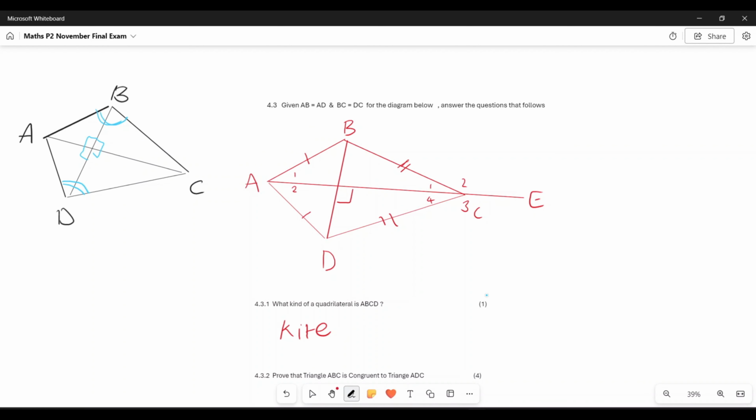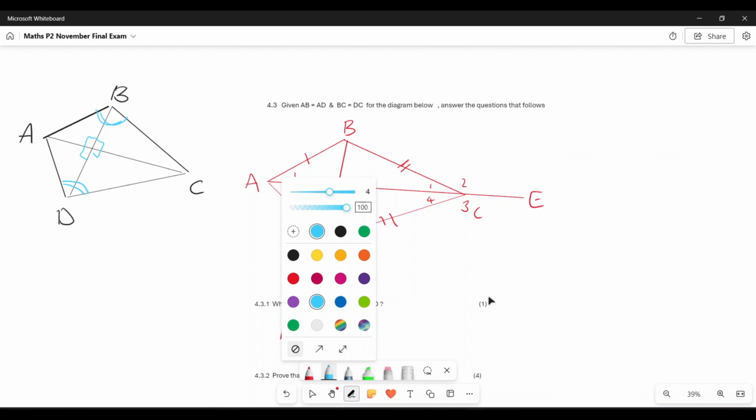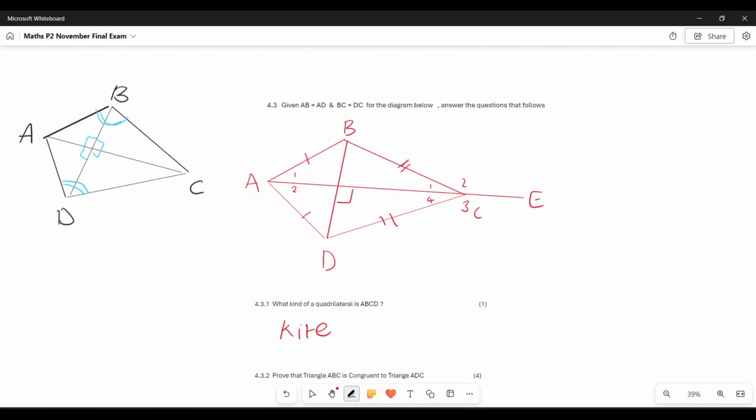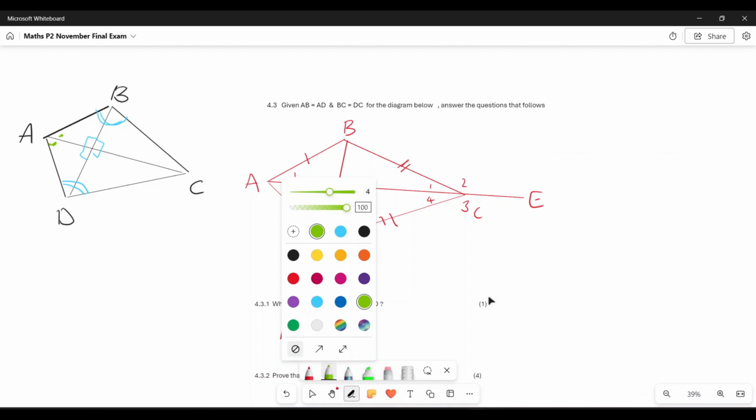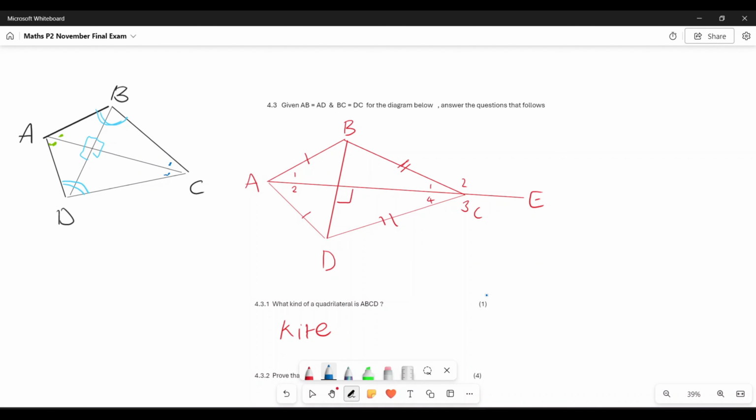So now, what else do I know about my kite? I know that the angles in my kite are bisected. What do I mean? These angles are cut into two equal angles. So as a result, I know that this here is going to be equal to that, right? Because these angles are bisected. And I also know that this angle here is going to be equal to that angle, right? Now, taking into consideration that, let us try and answer the following question.